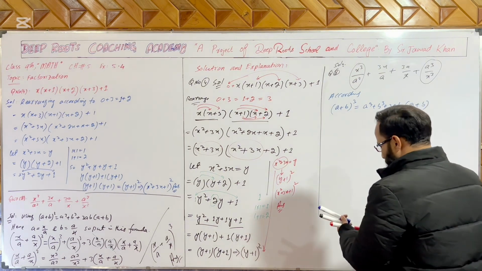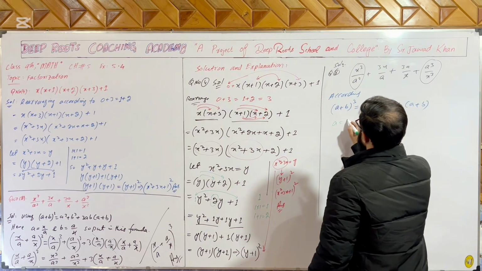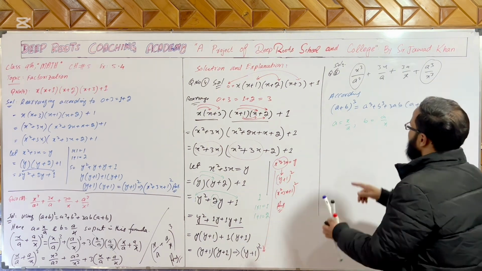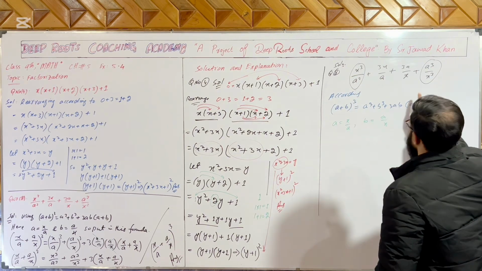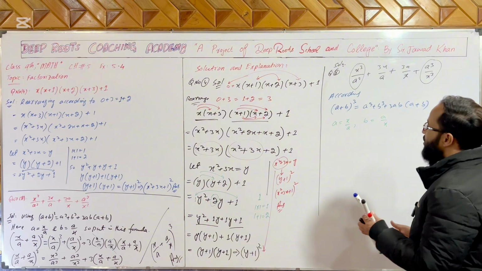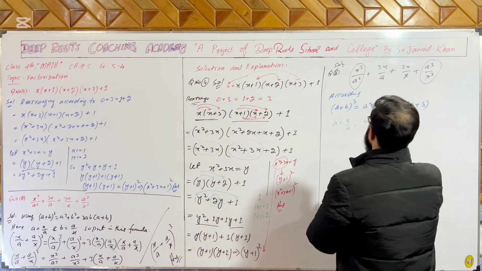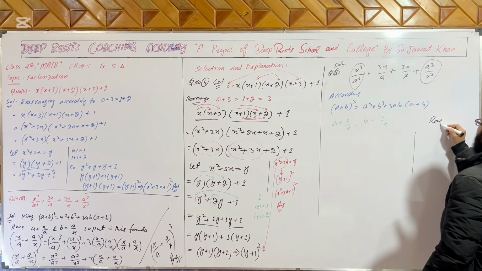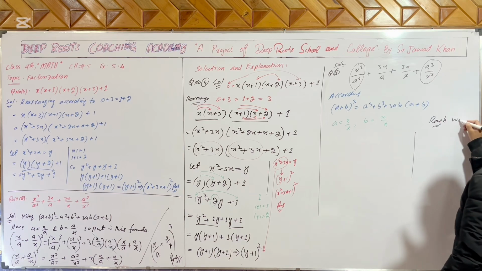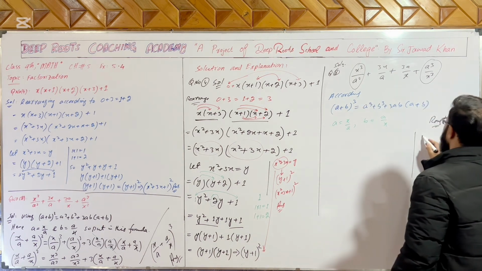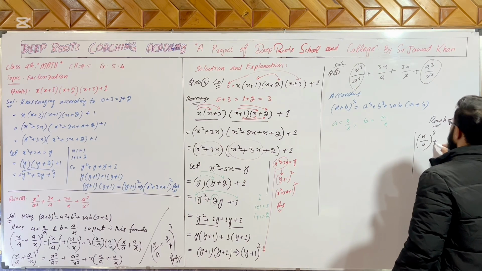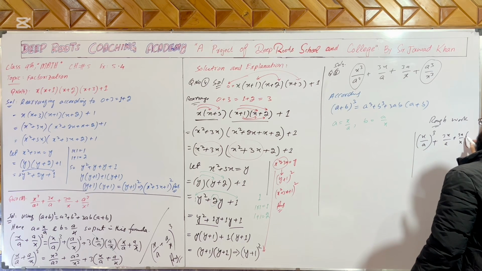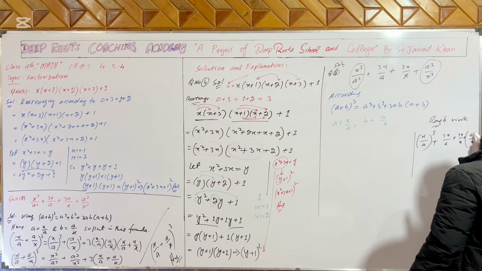Now if I put a equal to x by a and b equal to a by x, so instead of a I'll put x by a, and instead of b, I'll put a by x, because you can write this question in this form. Here I am doing some rough work. So this is rough work, and I can write this question in this form: x by a whole cube plus, that will be written as it is, plus 3 into x by a into a by x, into x by a plus a by x.